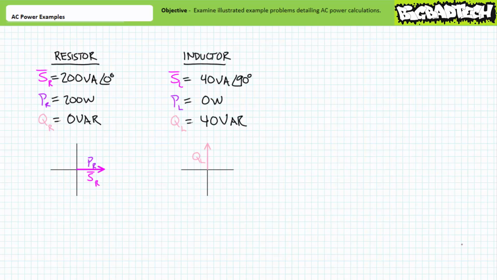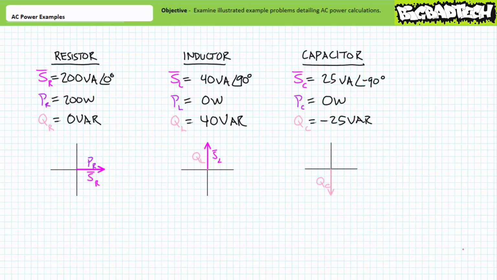Similarly, consider an inductor experiencing 40 volt amperes of apparent power at an angle of positive 90 degrees, 0 watts of which is being dissipated as real power since positive 40 volt amperes of it is being directed towards a reactive interchange. Although I personally loathe this terminology, you might hear people saying that this inductor is absorbing 40 VARs of reactive power. In this case, the apparent power vector perfectly overlaps the positive reactive power component.